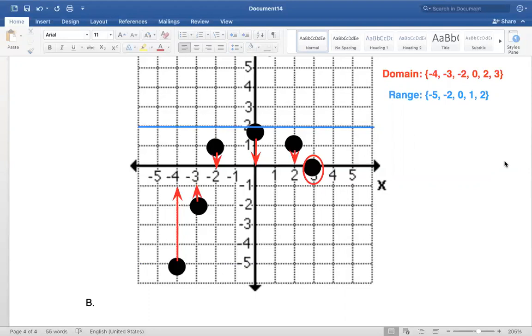Just like the entire worksheet, make sure my numbers are always going from smallest to biggest. Make sure I do not have any repeats. That is it for the domain and range homework.